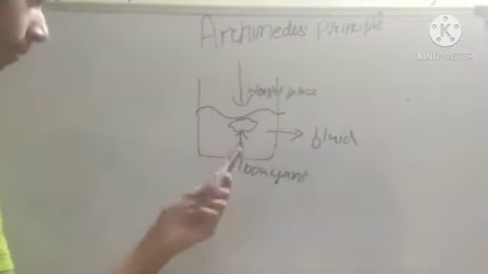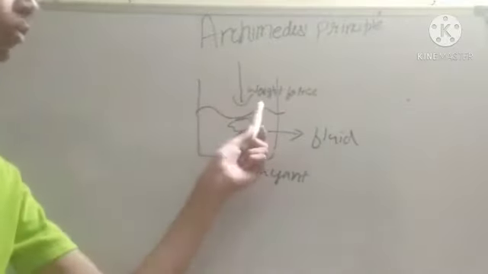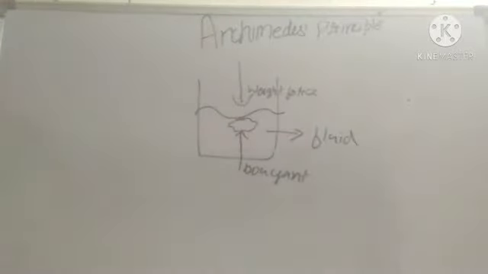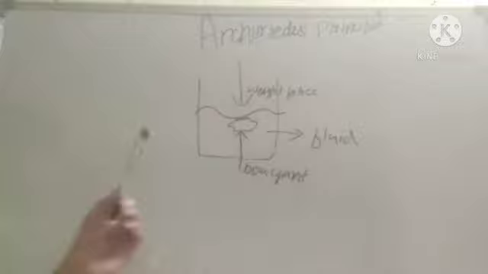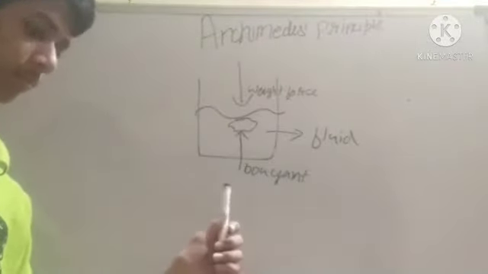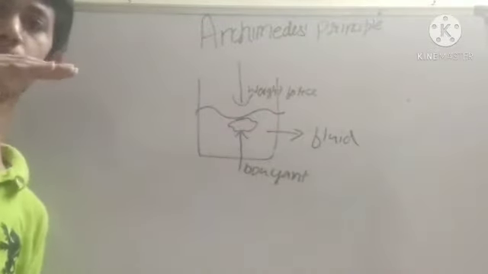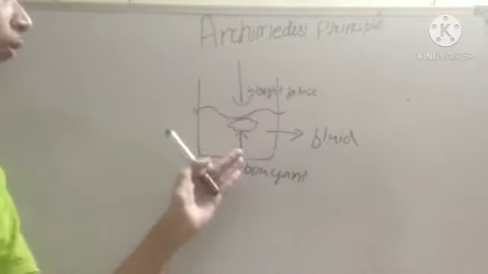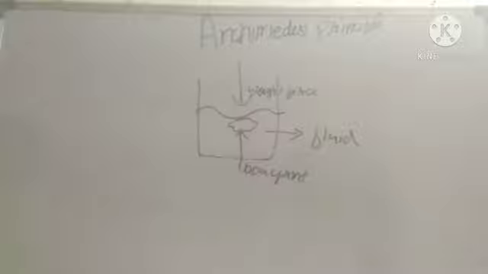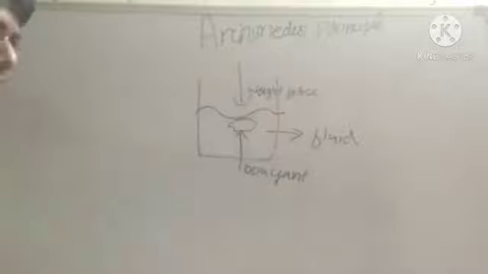Okay, so if the buoyant force is equal to the weight force, then the body will float. If the weight force is greater than the buoyant force, then the body will sink. And if the buoyant force is greater than the weight force, then the body will be at the top layer. And if equal, it will be half submerged. It will not sink, but it is not floating at the top. It will be in the middle.